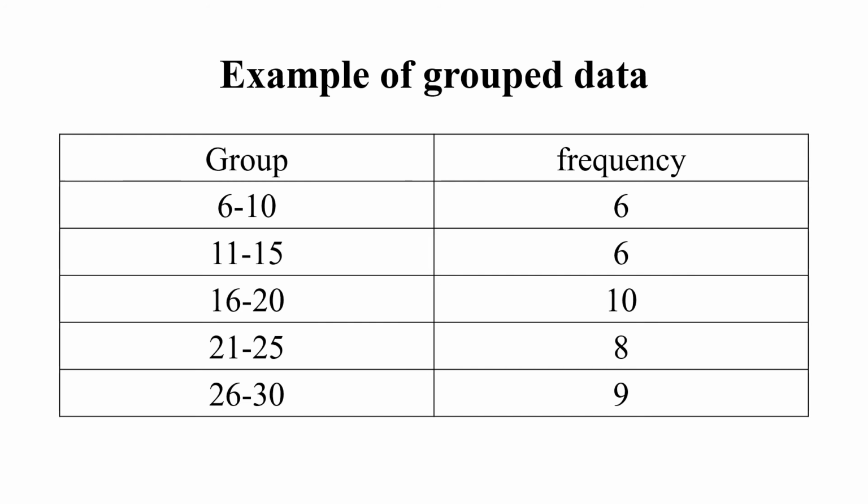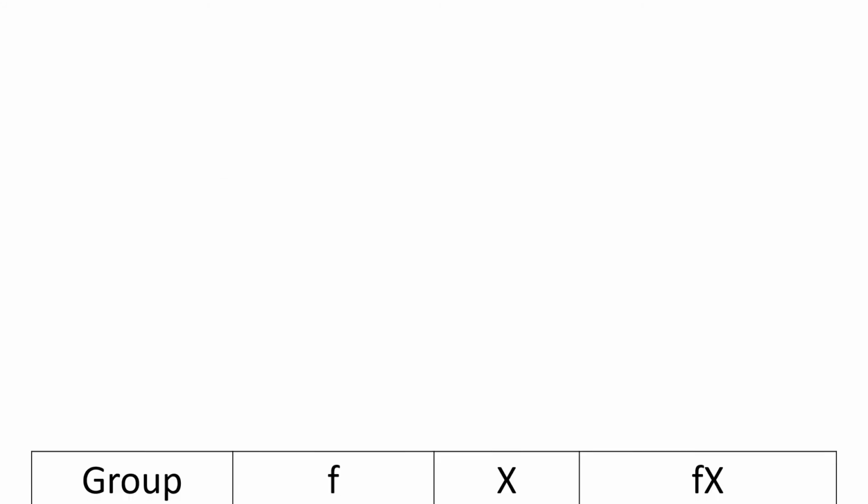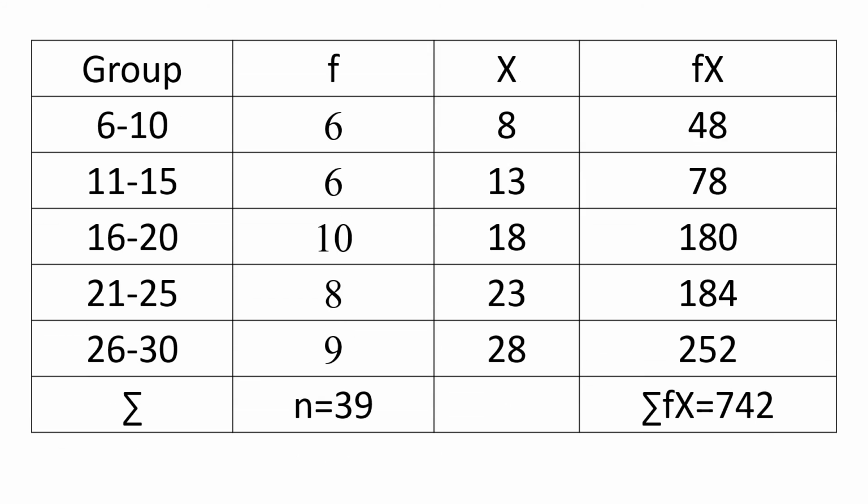Now we go towards the solution of this example. Here the first column is the group, and the second is the frequency. Now what we have to do: 10 plus 6 divided by 2, so 16 divided by 2. We need a single x value. So 6 plus 10 divided by 2 is 8, and 11 plus 15 divided by 2 is 13, and 16 plus 20, that is 36 divided by 2, is 18, and carry on. We find x from the groups this way.